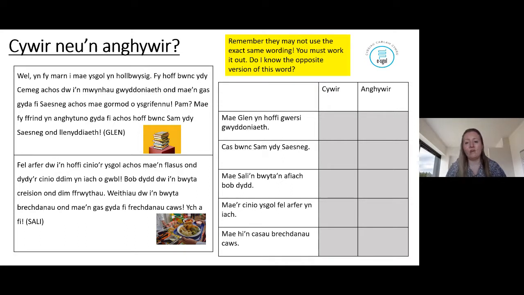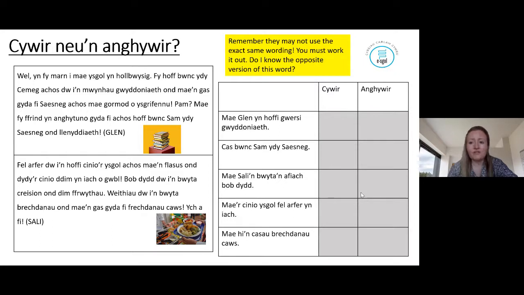So mae Glenn yn hoffi gwersi gwyddoniaeth. Glenn likes science lessons. So what I want you to do is go back to Glenn's paragraph and see if Glenn says anything about gwyddoniaeth. Now, Glenn actually says fy hoff bwnc ydy Cymraeg. So what you've got to do there is you've got to realise that Cymraeg, chemistry, is a science, and Glenn says his favourite subject is chemistry and he enjoys gwyddoniaeth. So that statement there would be cywir. Okay, it doesn't use the word hoffi gwersi, but the information is the same. So the answer would be cywir, true.